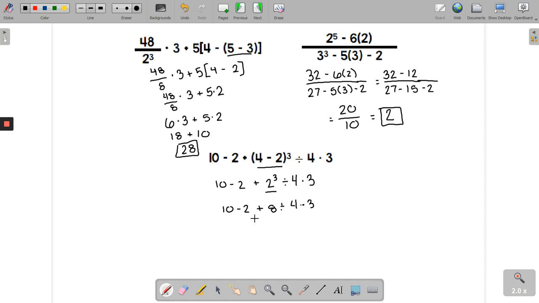Then we have subtraction, addition, division, and then multiplication. So we are going to divide first. 8 divided by 4 gives us 2. Then bring down everything else. Then we have multiplication again. Let's make sure that looks like subtraction. 2 times 3 is 6. And now we just have subtraction and then addition. So we're going to do 10 minus 2, which is 8, plus 6 gives us 14.